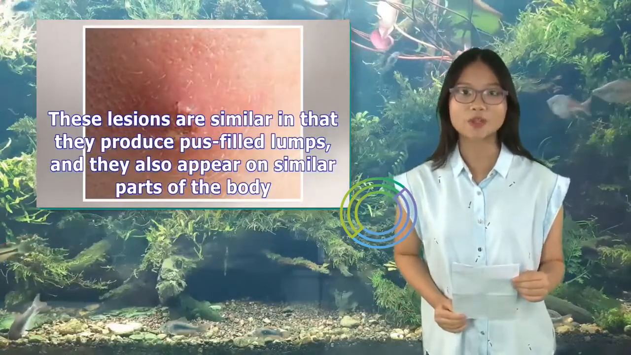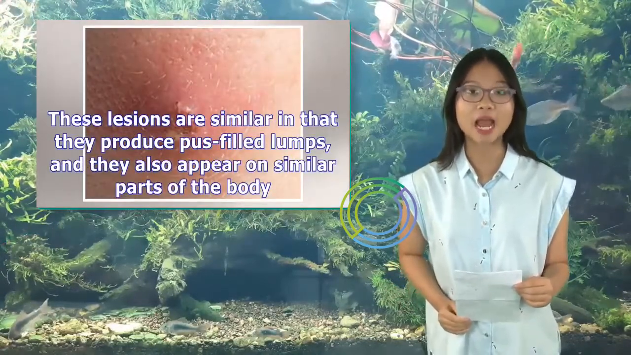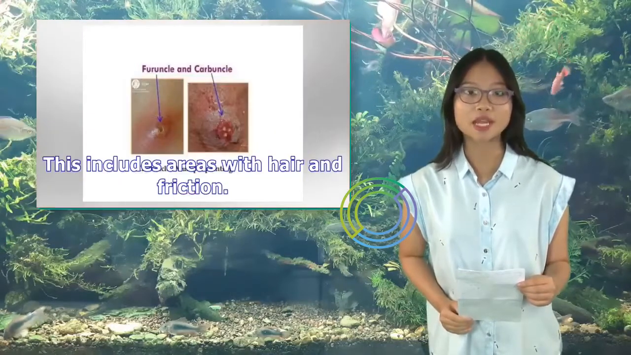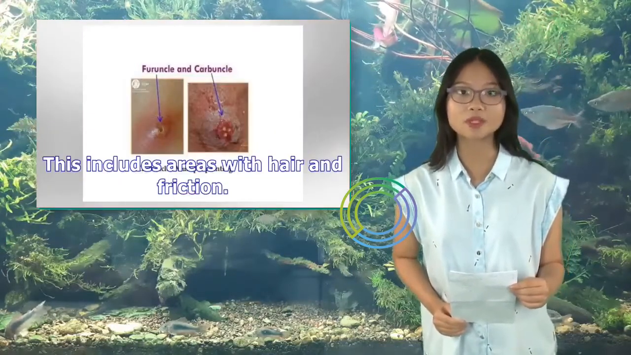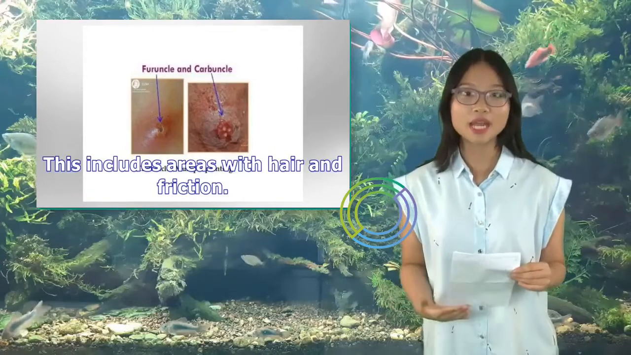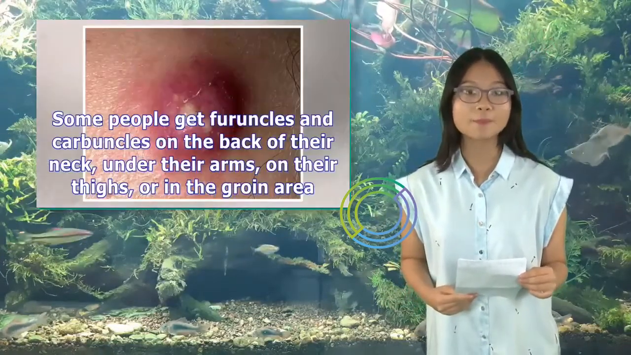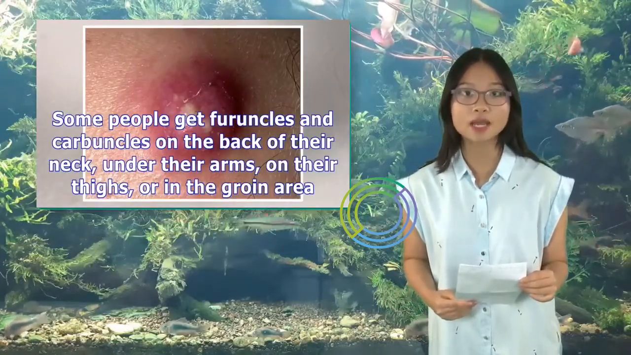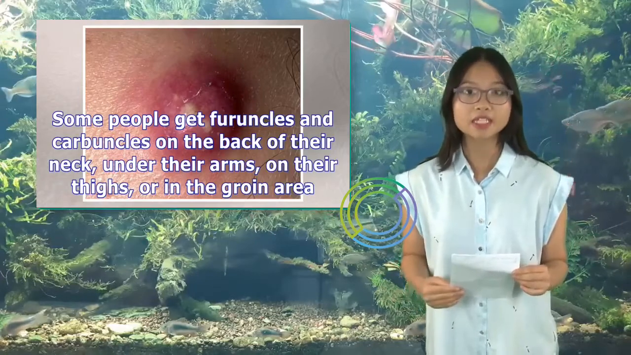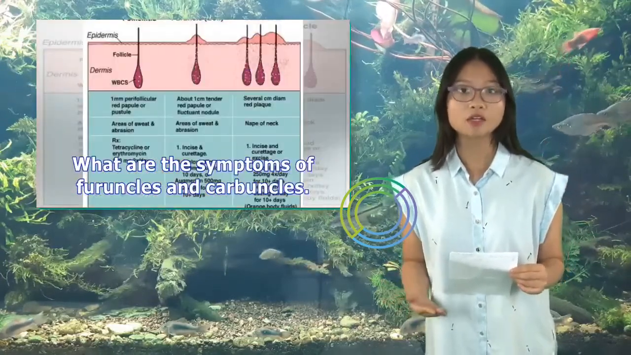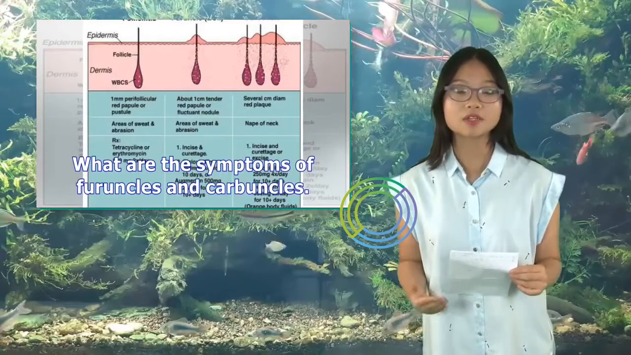These lesions are similar in that they produce pus-filled lumps, and they also appear on similar parts of the body. This includes areas with hair and friction. Some people get furuncles and carbuncles on the back of their neck, under their arms, on their thighs, or in the groin area. What are the symptoms of furuncles and carbuncles?